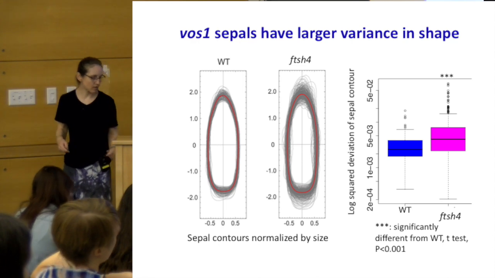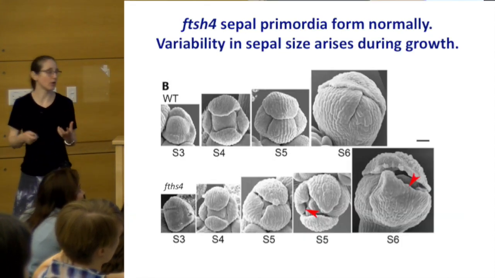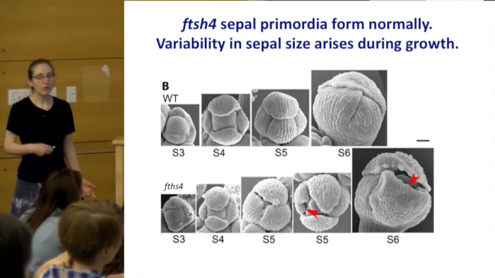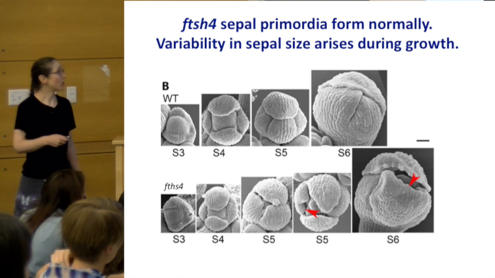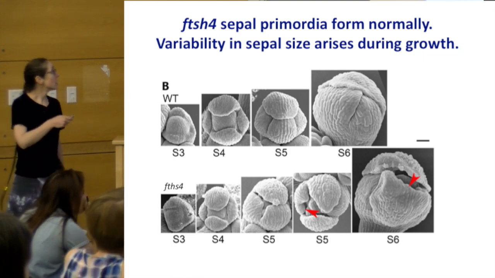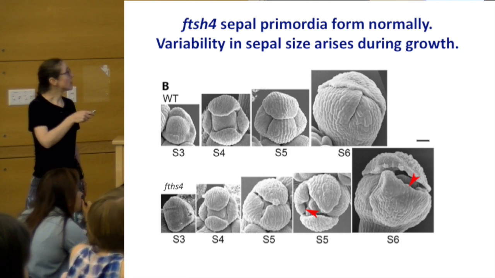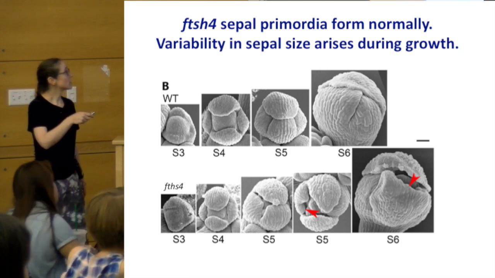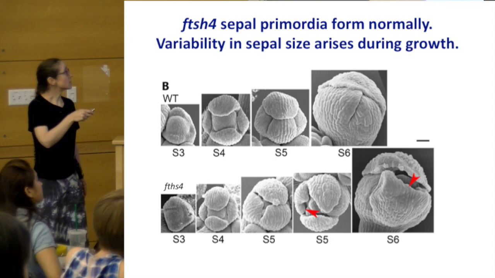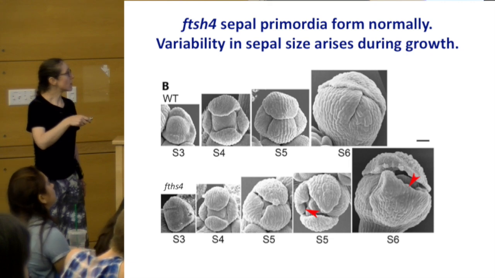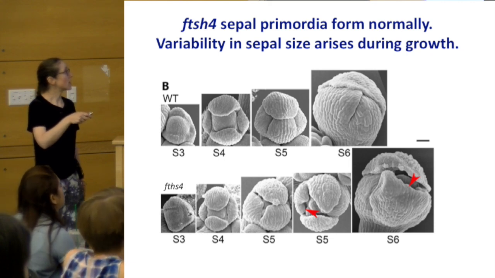OK, so when does this defect happen? When do the sepals start to go wrong? Well, we looked at the initiation of sepals and their growth. So here's wild type. Here's our floral meristem. That's going to give rise to the reproductive organs. And the first thing it does is makes the 4 sepals. One's covered over here by this other flower, but you can see it starts 4 sepals. Here's FtsH4, seems to start the sepals just fine.